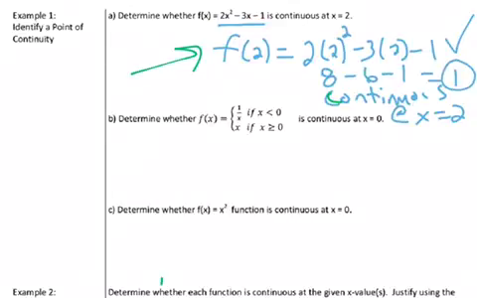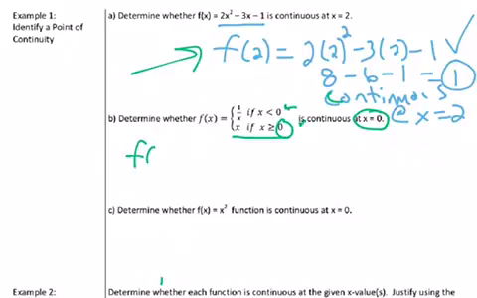function is continuous at x equals 0. Now, if I were just evaluating it at 0, I would just plug it into this function because of the equality. Because I want to know whether it has a jump or not, I have to evaluate it at both places.